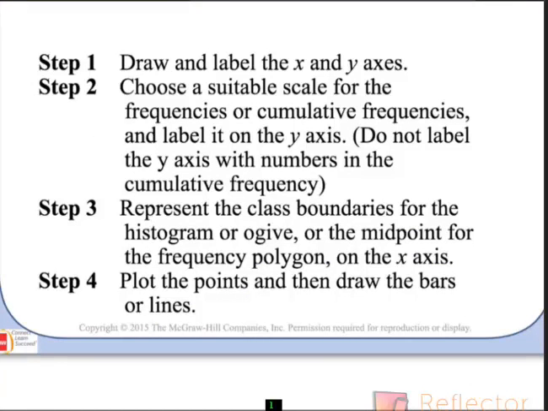So when you're looking at selecting a graph to draw, you want to go ahead and draw and label your x and y axes, and then choose a suitable scale for your frequencies or cumulative frequencies. Represent the class boundaries for the histogram or ogive, midpoint for the frequency polygon, and then plot your points and draw the lines and bars. Okay? This is for drawing any of the graphs that we've discussed.